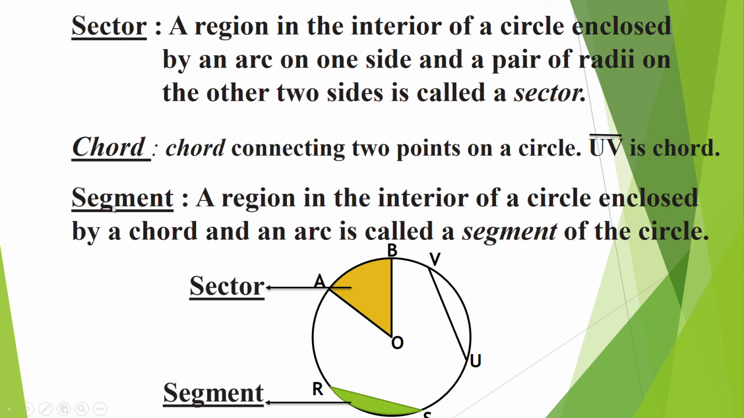Next, segment. A region in the interior of a circle enclosed by a chord and an arc is called a segment of the circle. Suppose I have a chord here. I drew a line from R to S, and here this is the arc. I just shaded this portion to show you. This is called a segment. So this is a sector and here it is a segment. The segment is the portion enclosed by an arc and a chord, and this shaded portion is a segment.